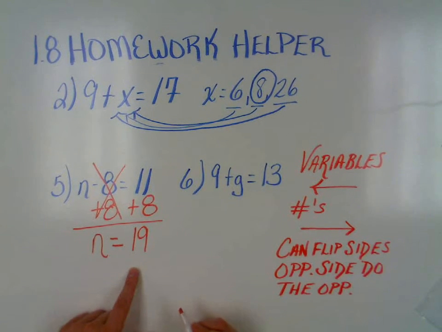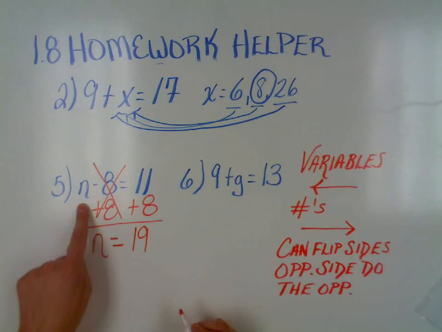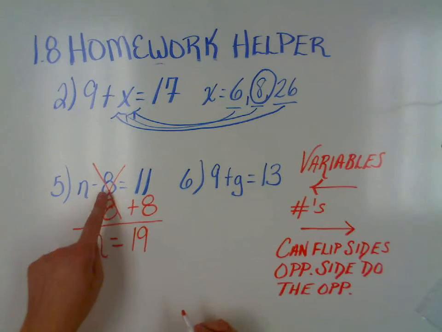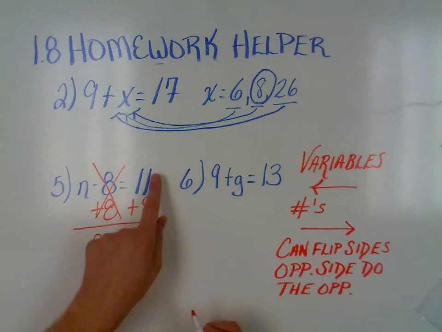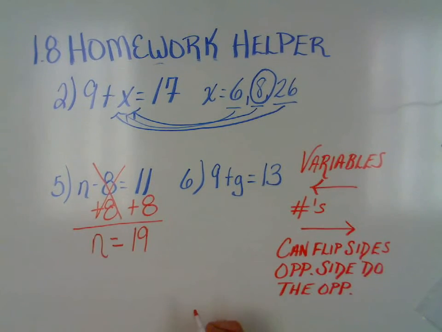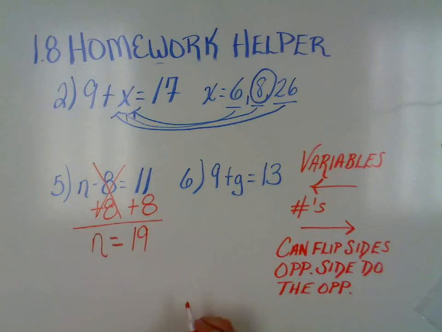And we can check that to make sure we did this right. Change n back into 19. What is 19 minus 8? Well, 19 minus 8 is 11. Notice the other side of the equal sign says 11. So since it worked out, we know we did this correctly.